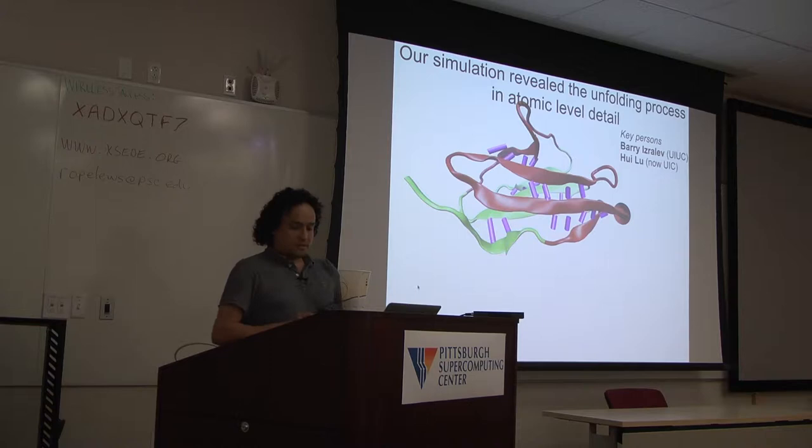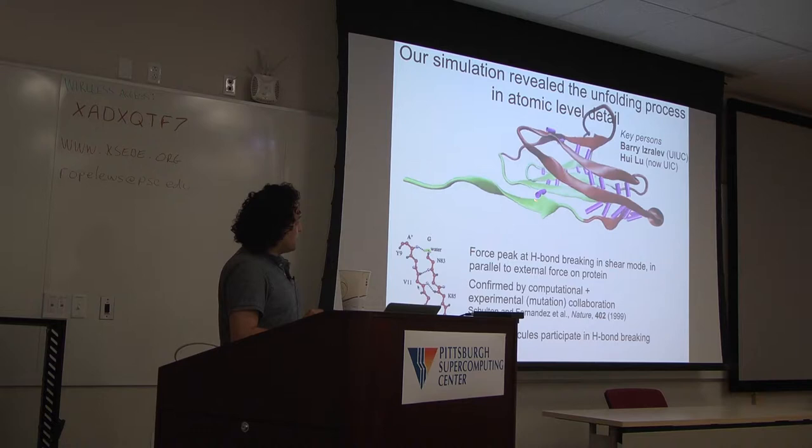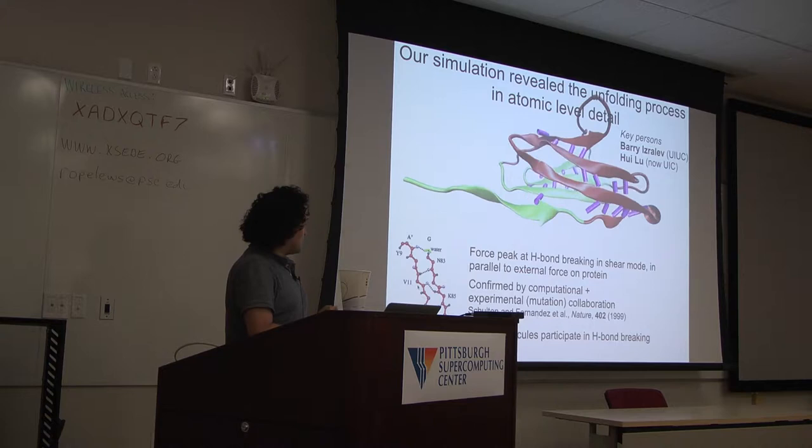This was 1997, and if you notice what this simulation is showing here, the hydrogen bonds are being shown in purple, and the force is being exerted perpendicular to the hydrogen bond. So what the simulation is showing is that the force peaks at H-bond breaking in shear mode.